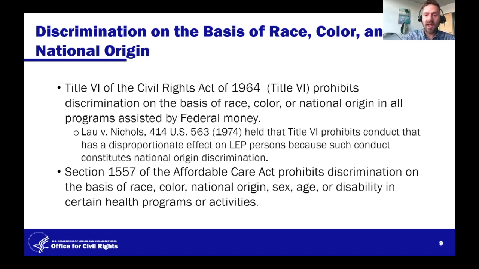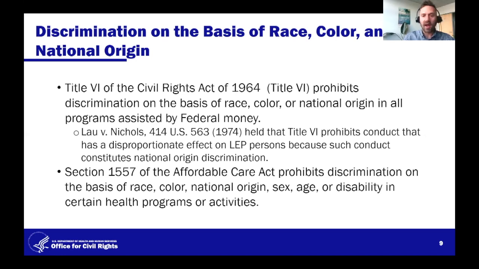In that case, a San Francisco school district that had a significant number of non-English speaking students of Chinese origin was required to take reasonable steps to provide them with a meaningful opportunity to participate in federally funded educational programs.